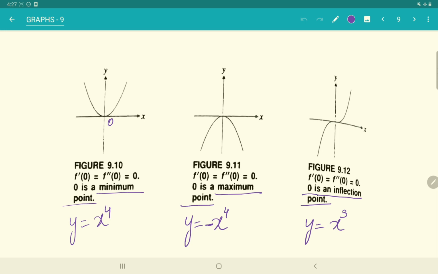In fact, if we get back to figure 9.10, here we have the graph of y is equal to x raised to the power 4, and we see here that x is equal to 0 is surely not an inflection point. In fact, it's a global minimum. At x is equal to 0, the function does not change from being convex to concave or vice versa. In fact, f double prime x is greater than 0 for all x not equal to 0. So all throughout, the function is convex. And here x is equal to 0 is a global minimum. It is definitely not an inflection point.